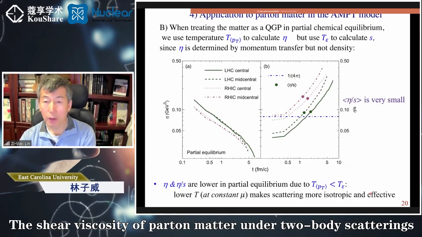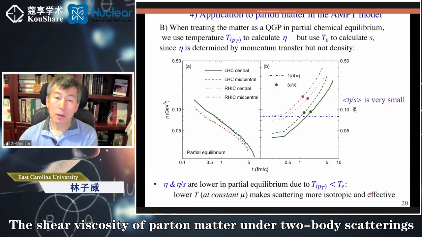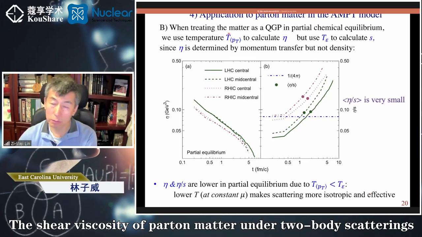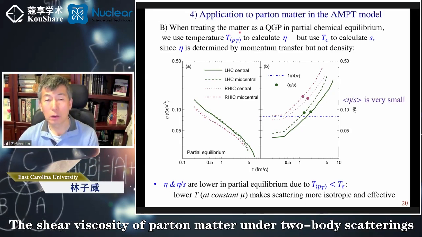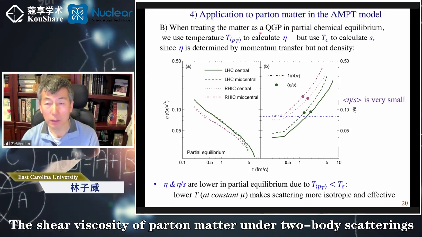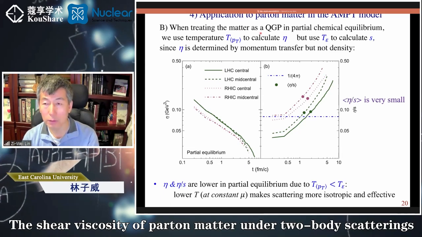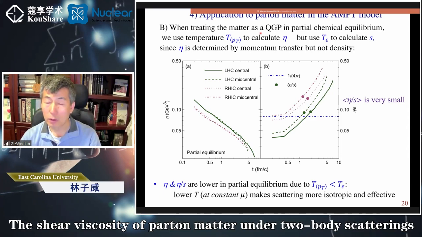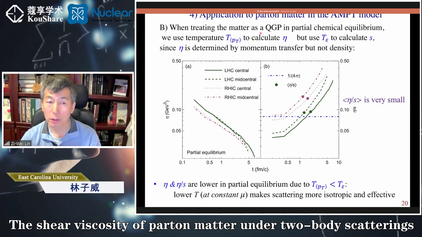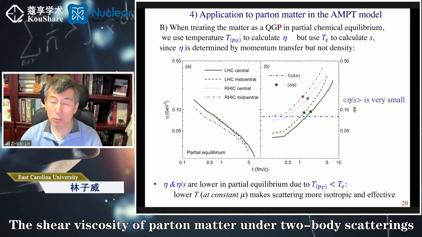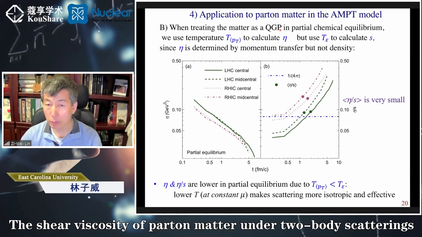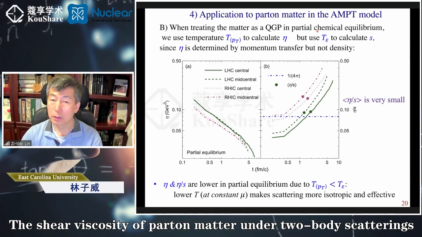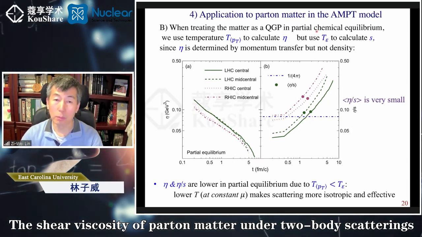Now, as we have seen, the effective temperatures extracted from different observables are quite different. So actually, the parton matter in the string melting version of the AMPT model is not in full chemical equilibrium. So if we want to take that into account, we can treat the matter as a quark-gluon plasma in thermal equilibrium, but not in full chemical equilibrium. We can say it's in partial chemical equilibrium.